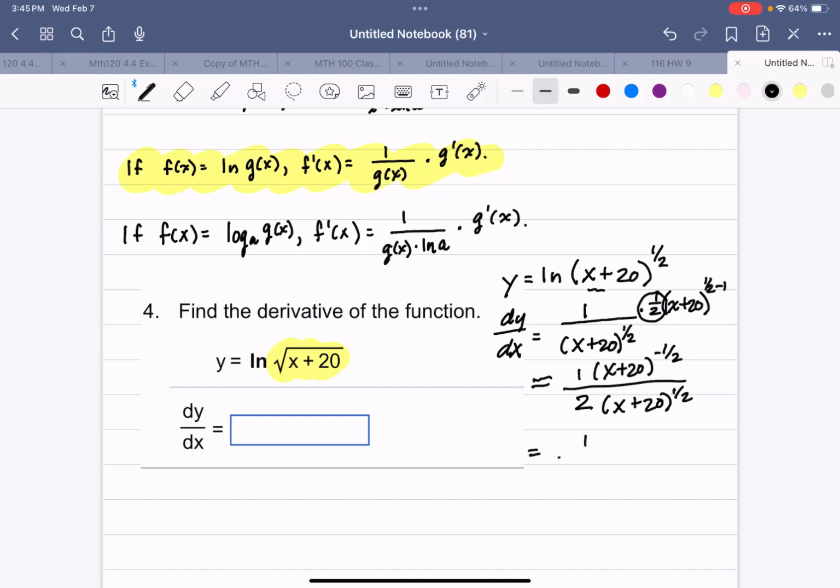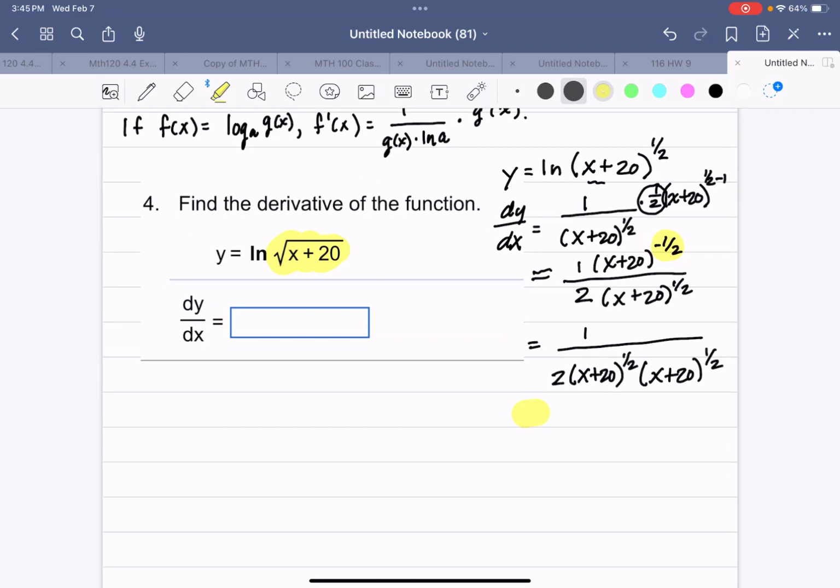And when we move that to the denominator, x plus 20 to the 1/2 times x plus 20 to the 1/2, that's what we do with that negative exponent here, we're going to end up with 1 over 2 times x plus 20. And the reason for that is x plus 20 to the 1/2 times x plus 20 to the 1/2. Well, you add the 1/2 and the 1/2 and you get 1. So the final answer here is 1 over 2 times x plus 20.